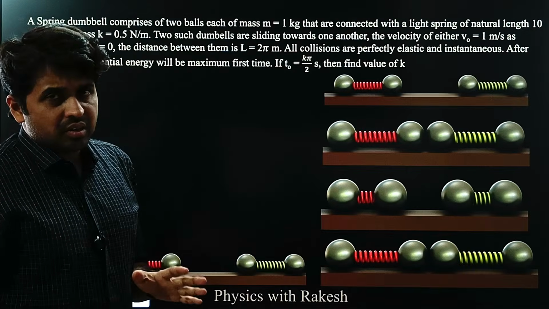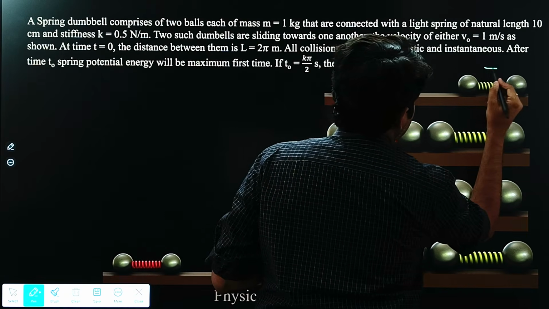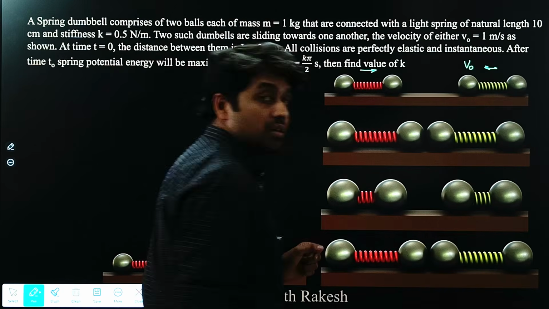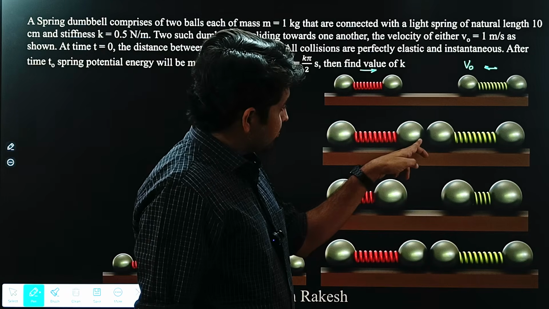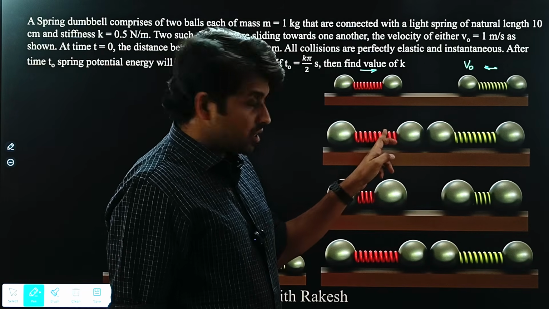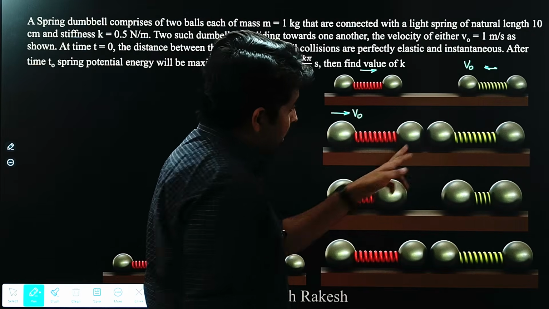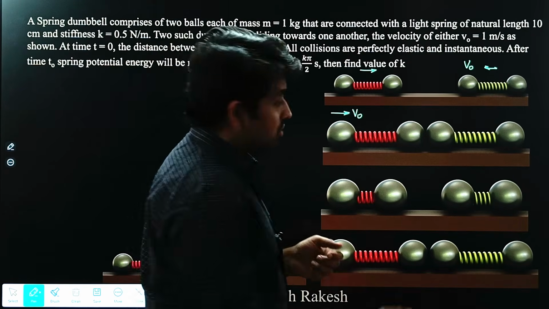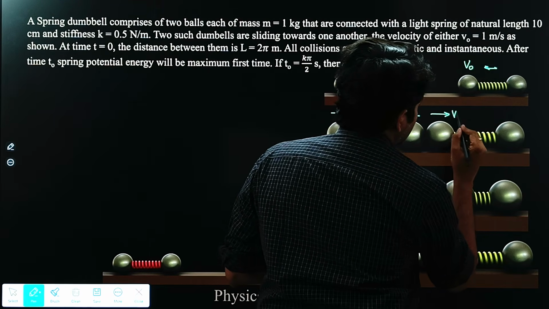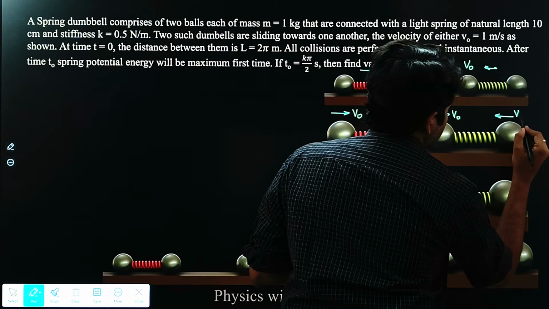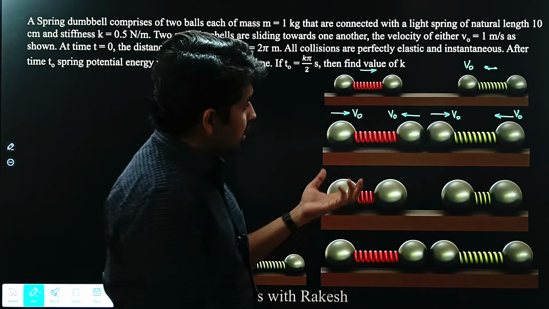Let us first understand what is happening. This one is coming this side and this one is coming this side. Both are coming towards each other with velocity v0. When they strike each other, there is no extension or compression in the spring, so this velocity remains v0. Because both masses are striking, they'll exchange their velocities. This becomes v0 in this direction, and this becomes v0 in this direction, and SHM motion starts.